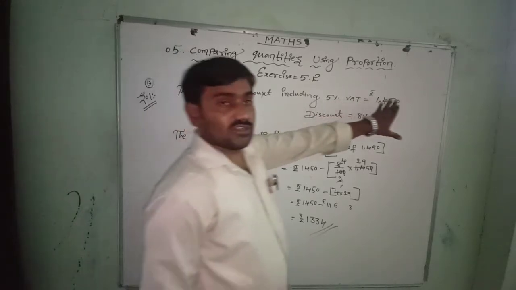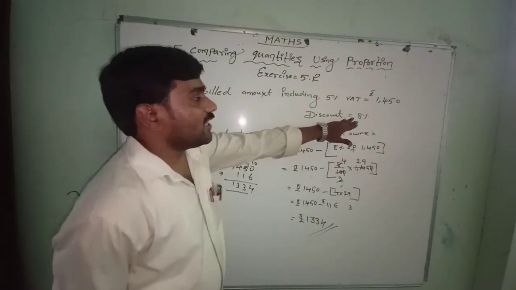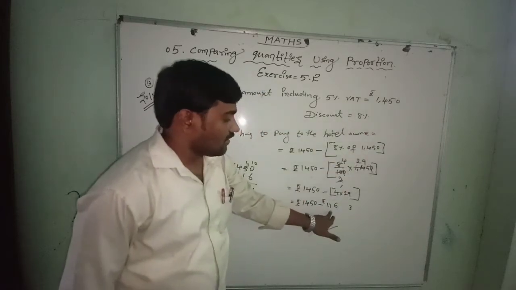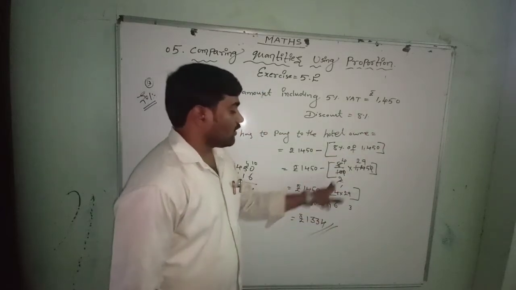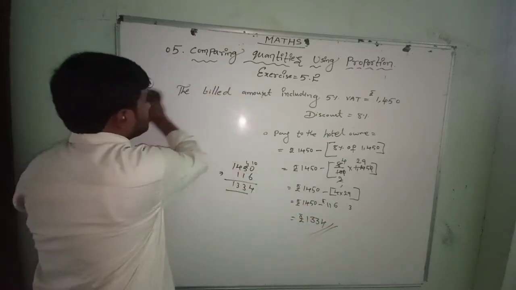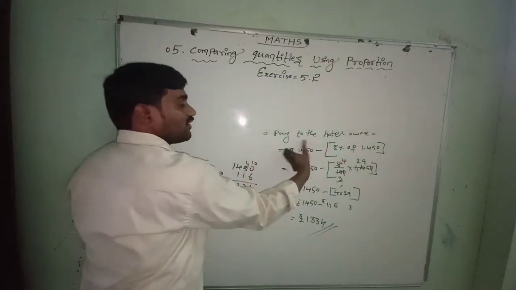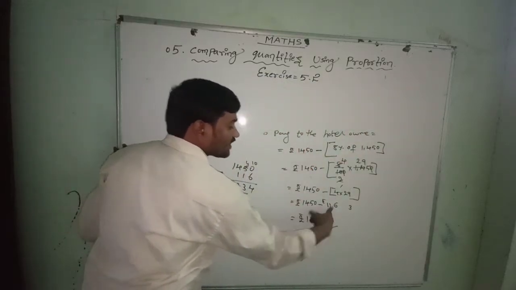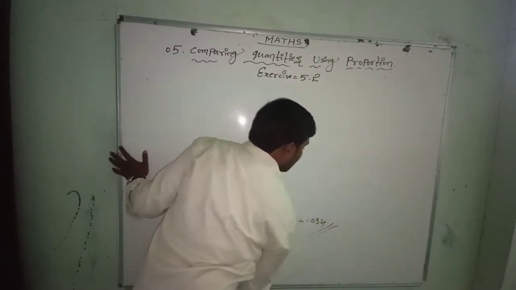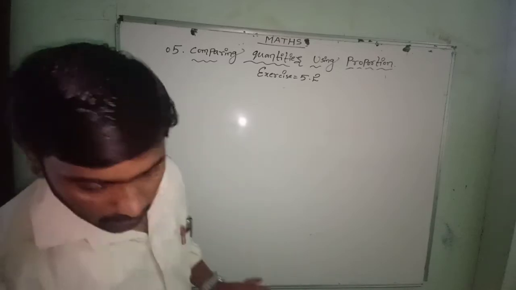Actually the bill amount is 1,450, but the hotel manager gave 8% discount. And the 8% of 1,450 is 116 rupees. That means the hotel owner has given 116 rupees discount. From the 1,450 you subtract this discount amount, we get 1,334. So Lalita has to pay 1,334 rupees to the hotel owner.